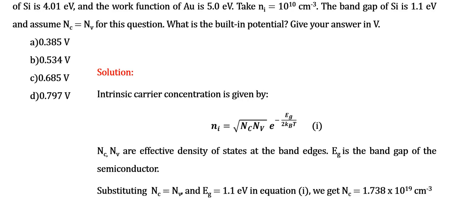Ni is given to you, Nc and Nv are equal. That condition is also given. You have to substitute Eg as 1.1 for silicon and you will get the value of Nc and Nv. Here it is also given that Nc is equal to Nv. So when you substitute, it becomes Nc into Nc and there will be a root. Therefore, it becomes root of Nc square and it becomes Nc alone. Using that, you have to find the next set.